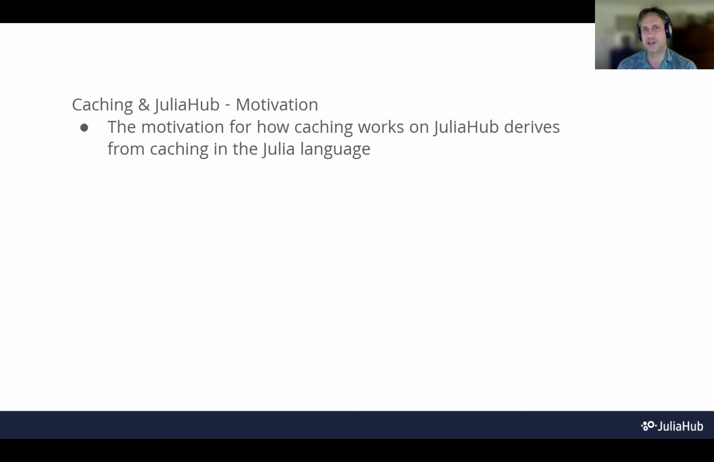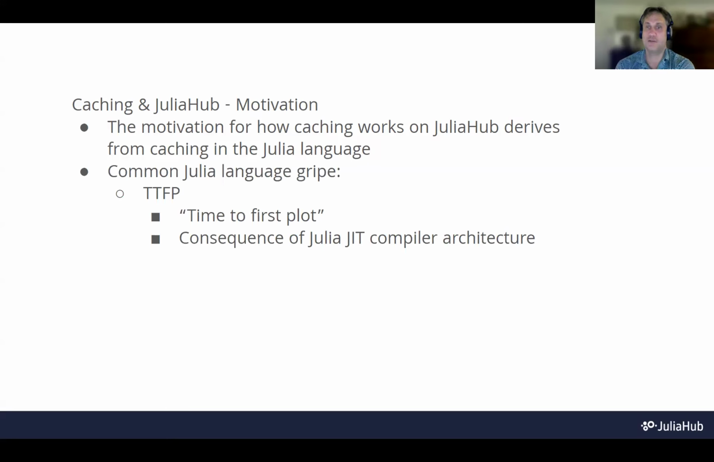So for caching in JuliaHub, the motivation for how our system image service, which is basically our caching system, works, is from the Julia language itself. There's an expression called time to first plot. We call it TTFP, because Julia has a JIT compiler runtime, and in the compiler architecture, consequently, when you first run your Julia code, people will say, well, it's slow.